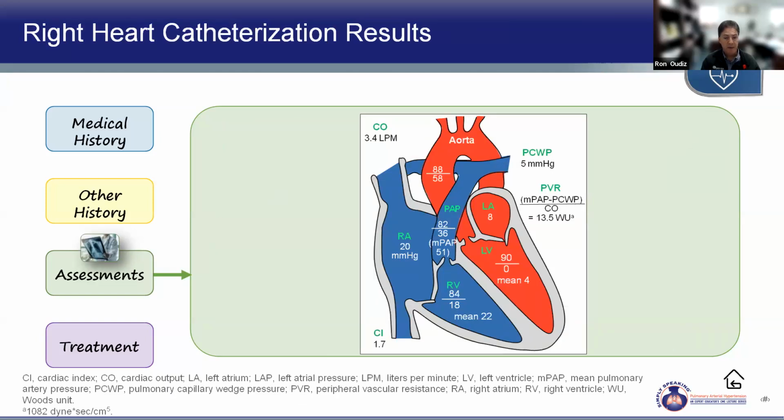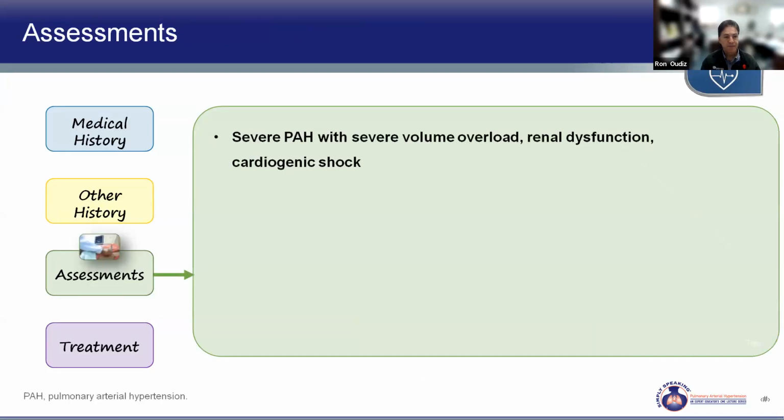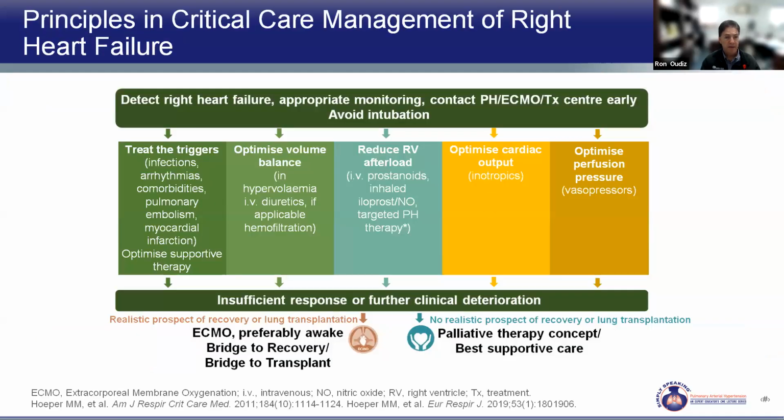Here's his cath. His PA pressure is 50, and his PVR is 13.5 Wood units, and his RA pressure is elevated at 20. Prognostic, and his cardiac output's low at 3.4. So prognostically, just this hemodynamic picture alone is huge. And you throw that on top of the rapid decompensation, the low blood pressure, the high heart rate, the volume overload, things are not good when you put that all together for this patient. So you've diagnosed severe PAH with severe volume overload, renal dysfunction, and he's in cardiogenic shock.